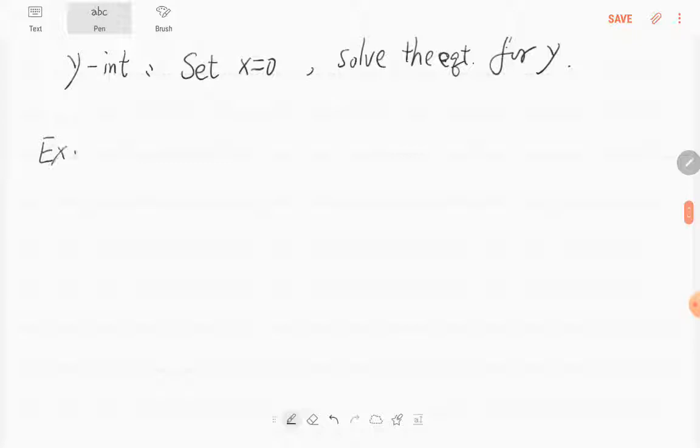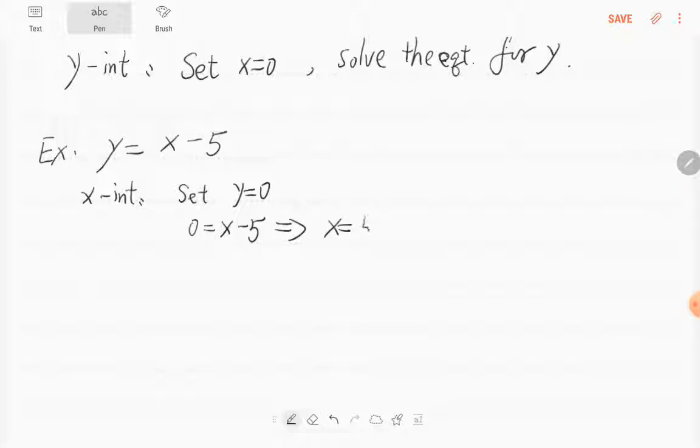The first example, y equals x minus 5. For this example, we want to use the x-intercept and the y-intercept. So let's look at the x-intercept. How to find the x-intercept? You set y to be 0 in this equation. So this is 0 equals x minus 5, which gives you x equals 5. So the x-intercept would be, x coordinate first, then y coordinate, the point (5, 0).